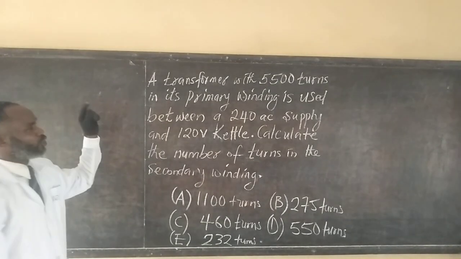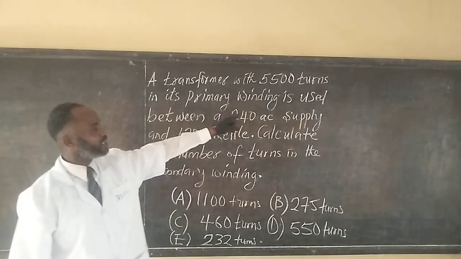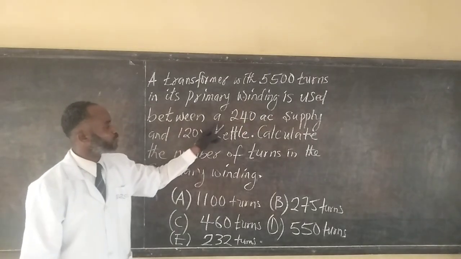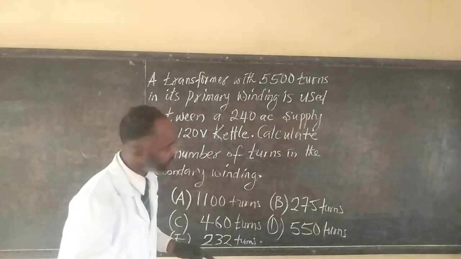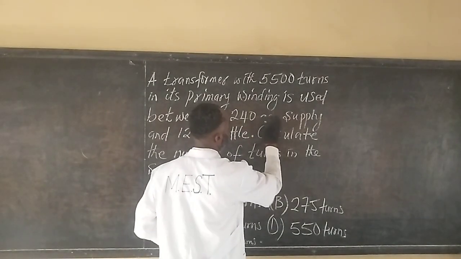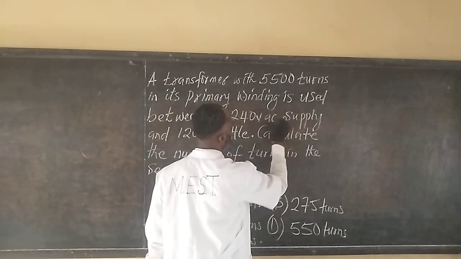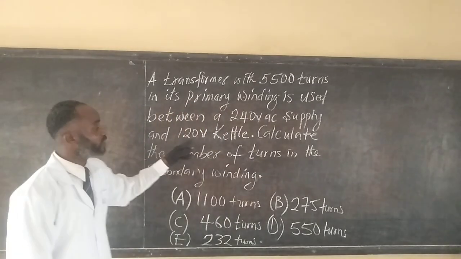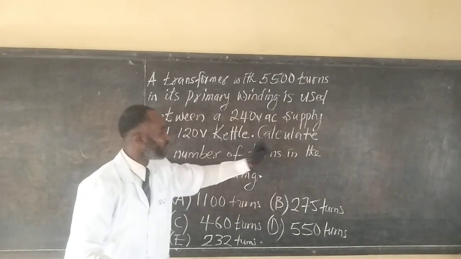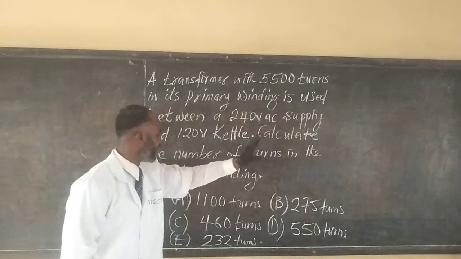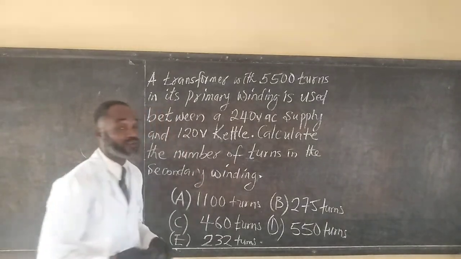Let's look at this. A transformer with 5,500 turns in its primary winding is used between a 240 volt AC supply and a 120 volt kettle. Something is missing somewhere here. Okay, 240 volt AC supply, and a 120 volt kettle. That means the kettle has 120 volts. Calculate the number of turns in the secondary winding.